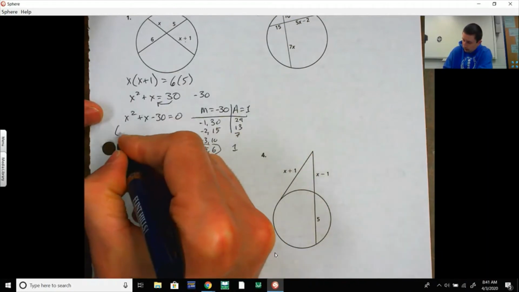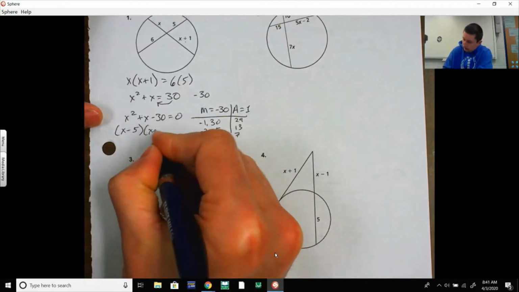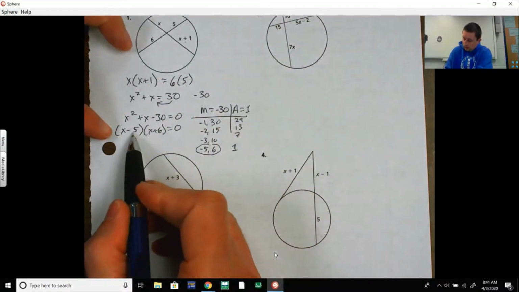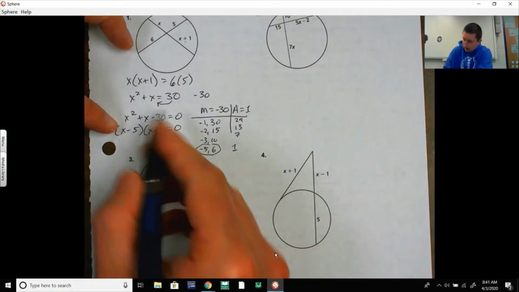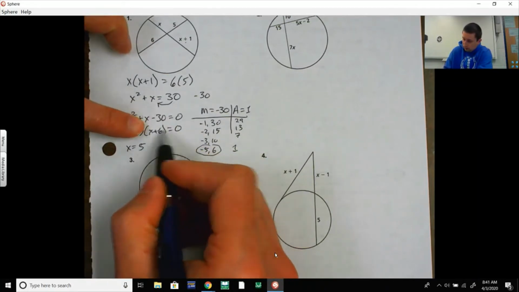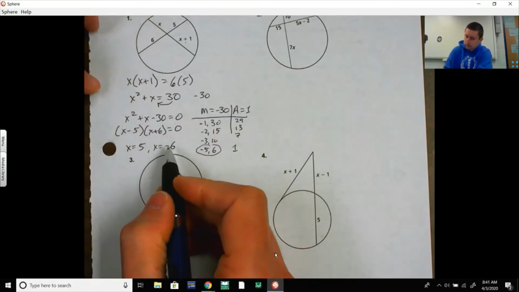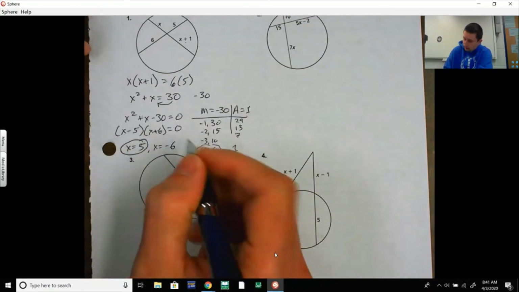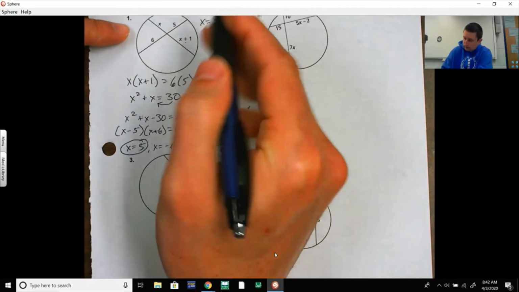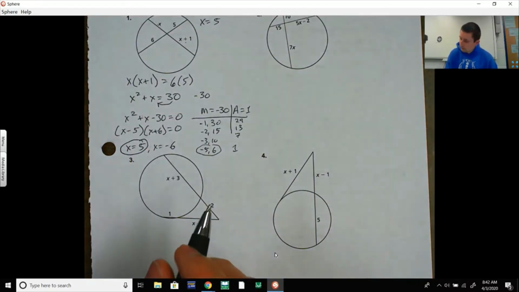So when you break it into the factors, you'd go x minus 5, because it's a negative 5, times x plus 6 equals 0. And now imagine setting each of these equal to 0. So if you have x minus 5 equals 0, x would equal 5. And if you have x plus 6 equals 0, you minus the 6 over, x would equal negative 6. Well, we don't want negatives here for geometry. We're going to go with this value for x. So x equals 5 in this case. That'd be 5 and 6. They're the congruent segments there.